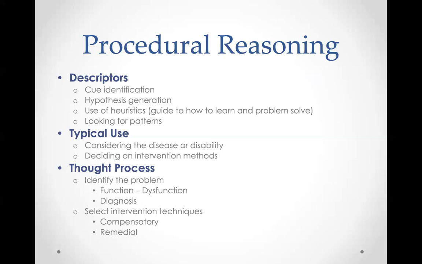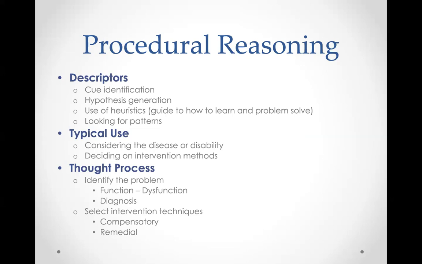And abstract thinking can be very helpful with hypothesis generation. And we're using heuristics. So these are guides to how we learn and problem solve. These are mental shortcuts that allow people to solve problems and make judgments quickly and efficiently. Rule of thumb strategies to shorten decision-making time and allow people to function without constantly stopping to think about their next course of action.